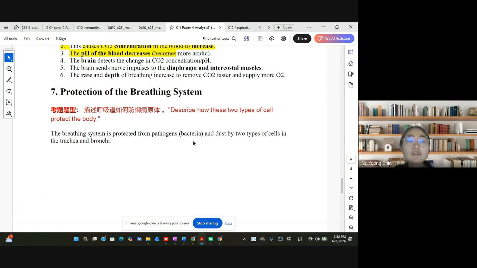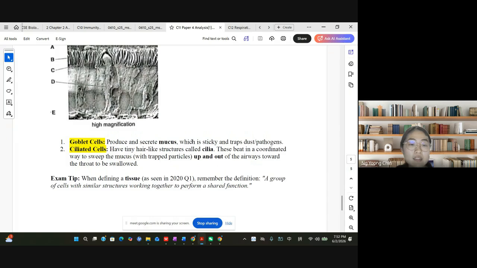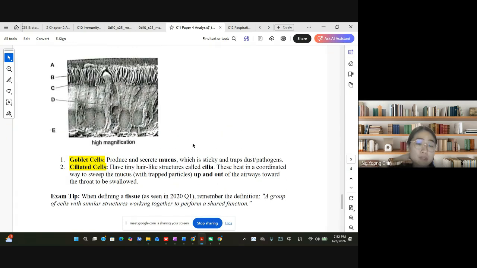And then how is your body able to protect your respiratory airways? There are 2 types of cell. You need to recognize the structure of the cells. One is the goblet cell, and another one is the ciliated cell. So what does the goblet cell do? Goblet cells secrete mucus.